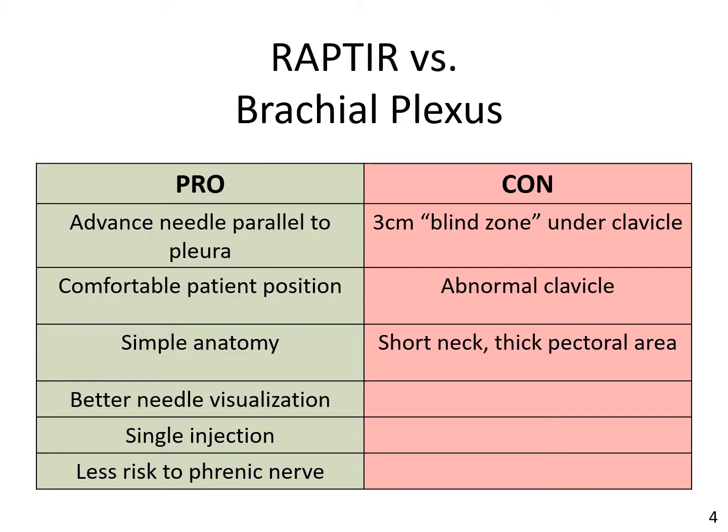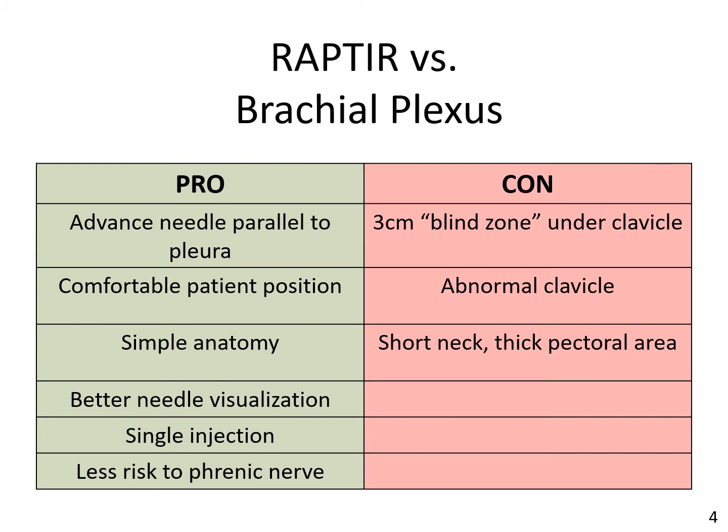There are important advantages and disadvantages to the RAPTIR technique, to this block. This block can be compared to the infraclavicular or supraclavicular brachial plexus nerve block as described in a separate lecture. The advantage of the RAPTIR approach is that the needle is advanced parallel to the pleura, and so this offers a theoretical benefit that there is less chance of violation of the pleura with the needle.